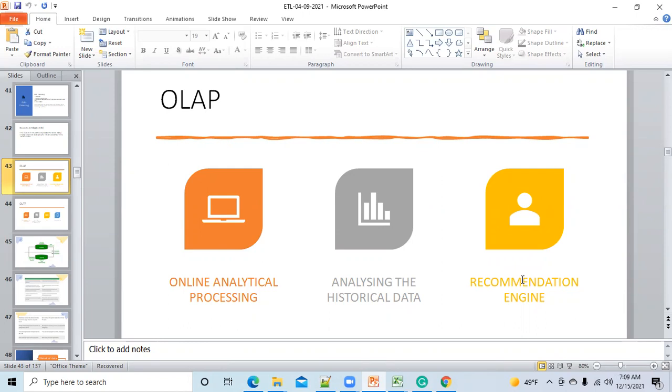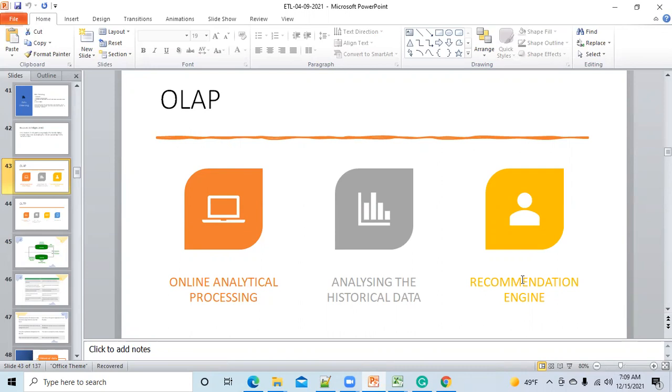Because they have their algorithm working at the back end, which will suggest, okay, Mr. ABC, if you are buying this, you should buy this product as well along with this, because many customers who bought this product are buying this as well. Okay, so how is it working? That is working based on the recommendation engine.